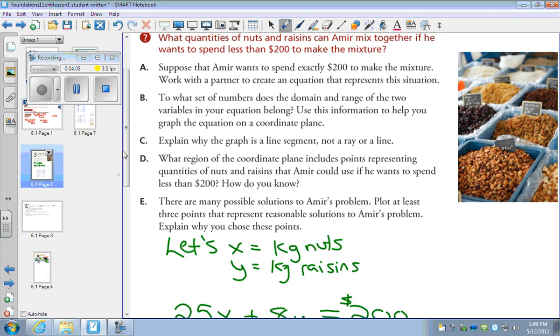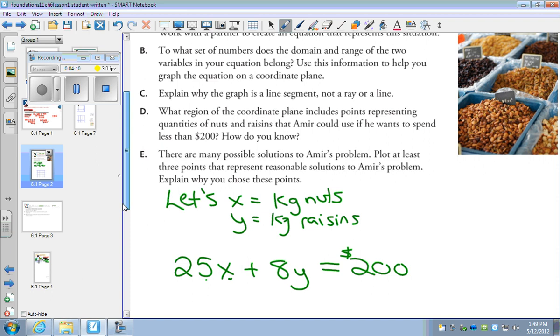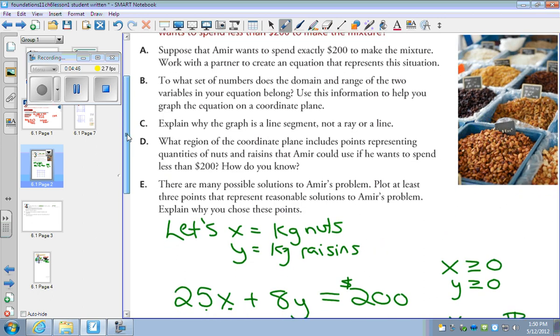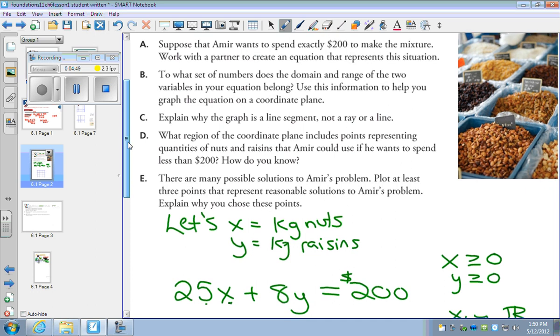Okay, so let's think about this for one second. Values of x and y. Can we have negative kilograms? Can you say I want to buy negative 3 kilograms of nuts? No. Can you buy half a kilogram? Yeah. Can you buy a third? Can you buy 0.23765? Yes. So x is going to be greater than or equal to 0, and y is also going to be greater than or equal to 0, and x and y are in the real numbers. They're any number, any decimal. Use this information to help you graph the equation on a coordinate plane.